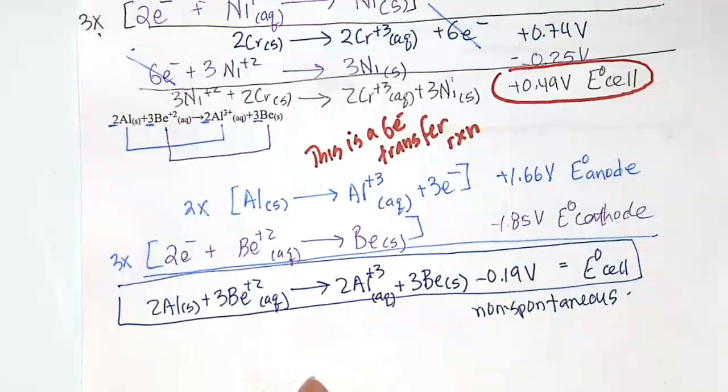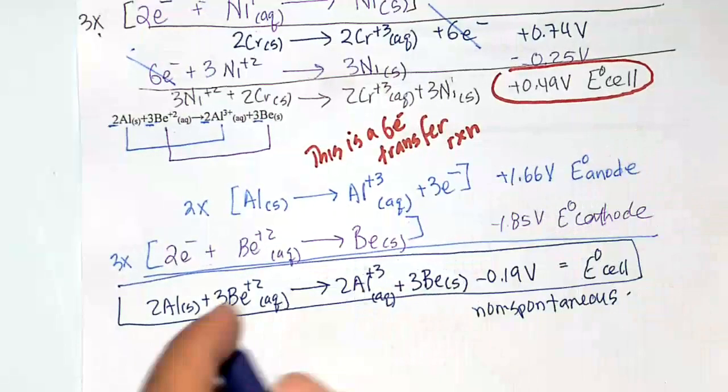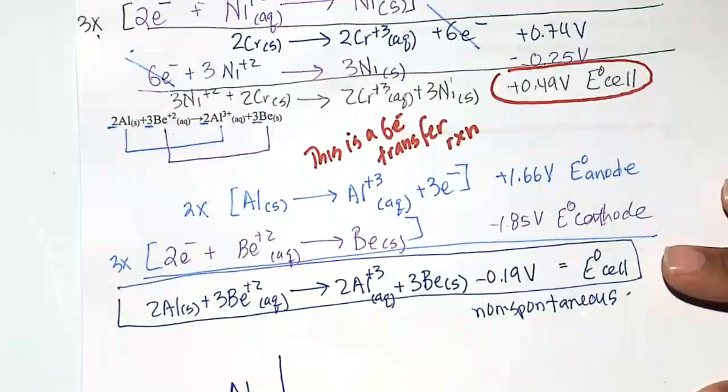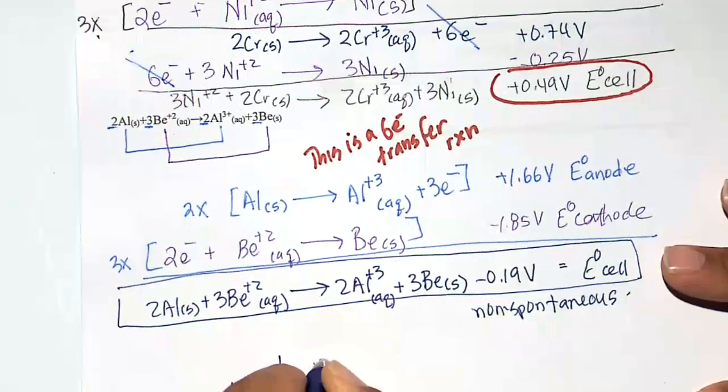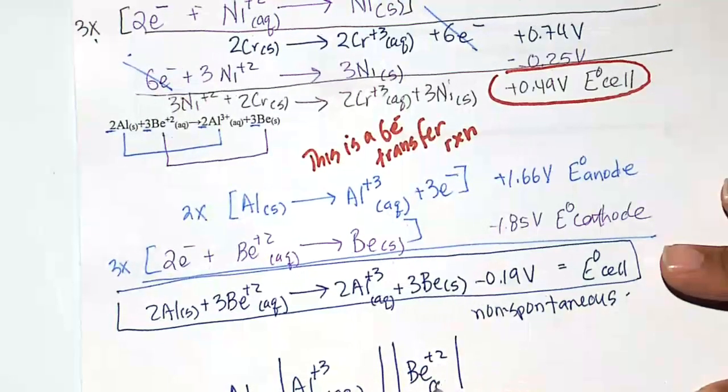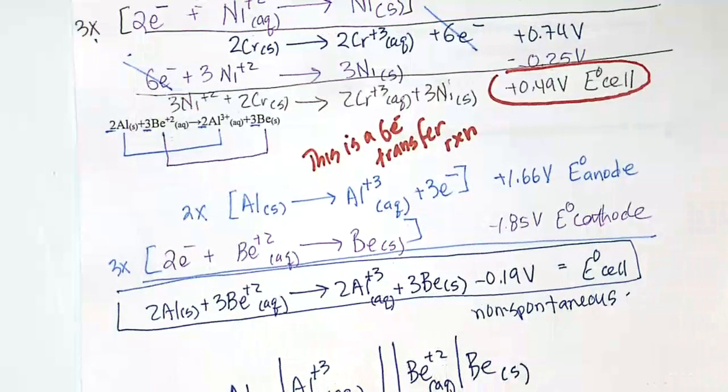And let's just do the anode and cathode couple, the notation. Anode couple, you're going to do Al solid. We're going to draw one line, Al plus 3 aqueous. Salt bridge, and then Be plus 2. We're going to draw one line, Be solid.